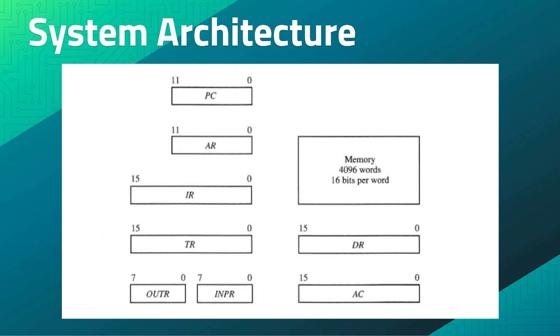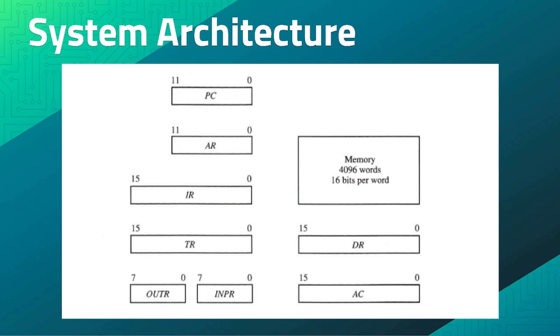And whenever the data is fetched from the memory, DR is the register which receives that data. Then we have TR, which is simply the temporary register, and it is not used much. Then we have IR, which is the instruction register. It always contains the instruction which is currently being executed. So the control unit always takes the instruction from the instruction register and generates the control signals accordingly.